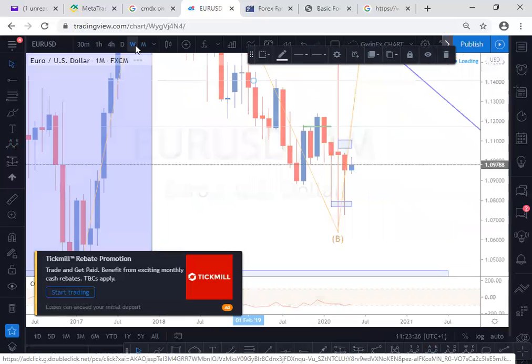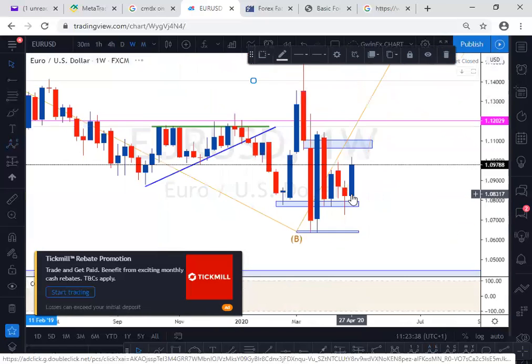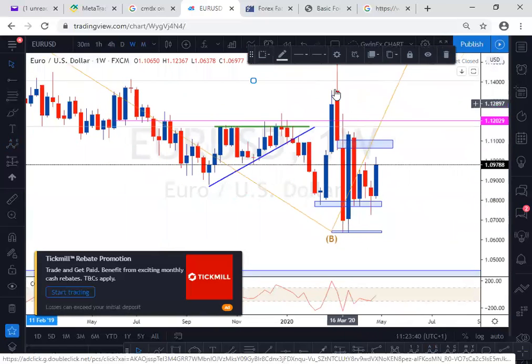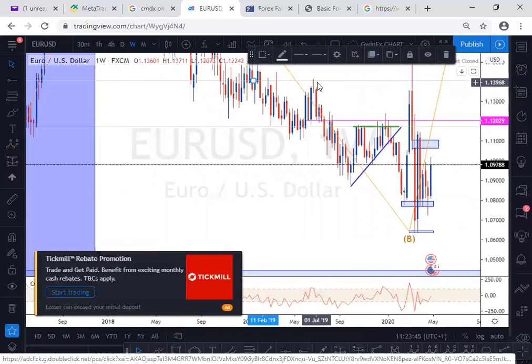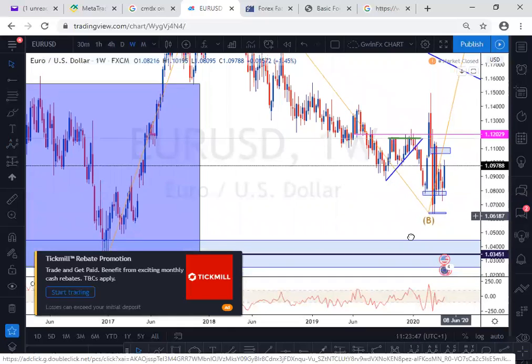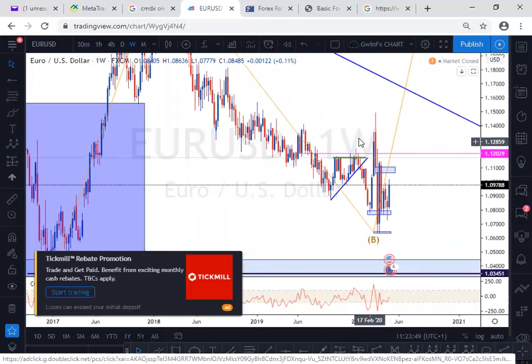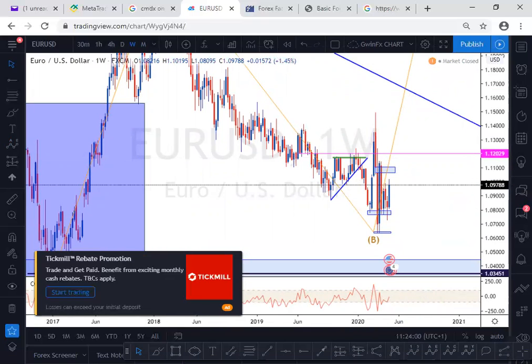So we're going to go down to the weekly time frame and see what kind of transaction we are having from this point. The market made this high, which was the previous high, and this was a zone the market bounced up from, so it couldn't make a new high.